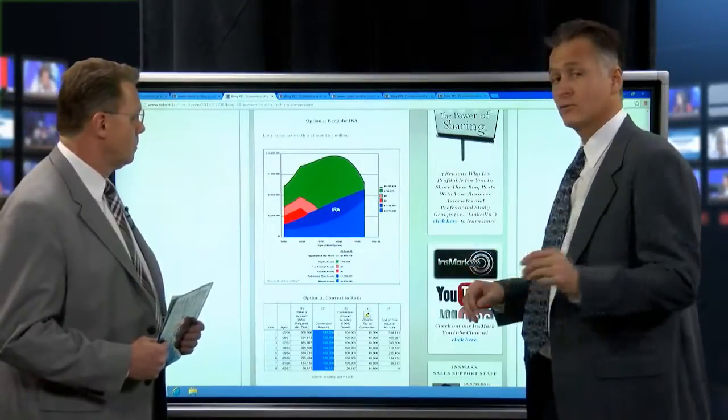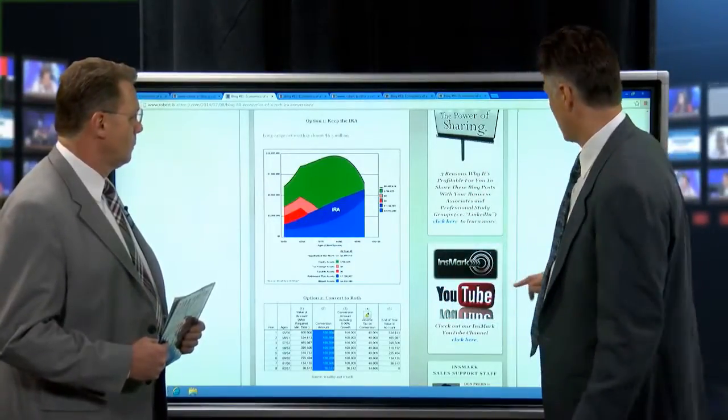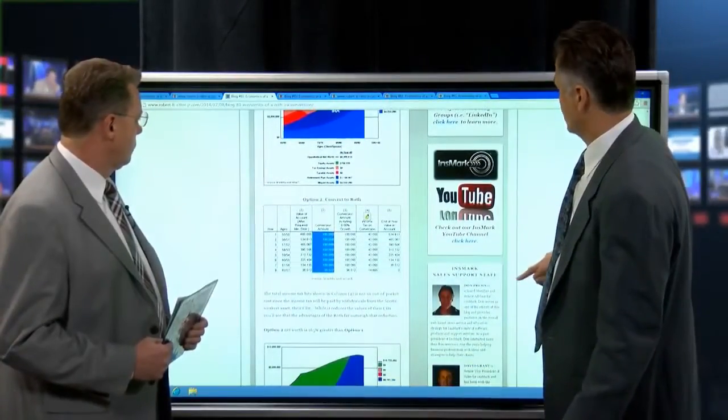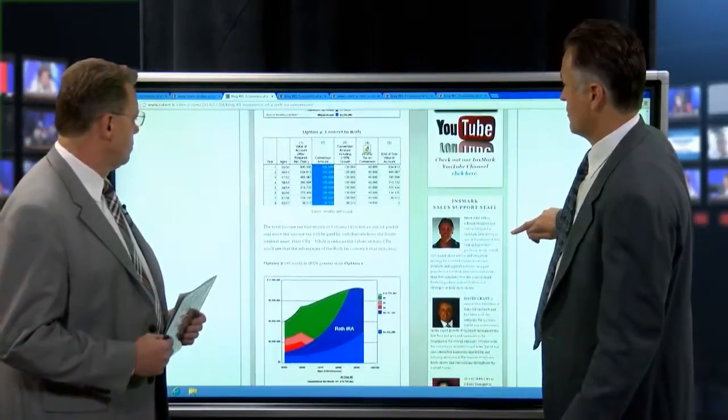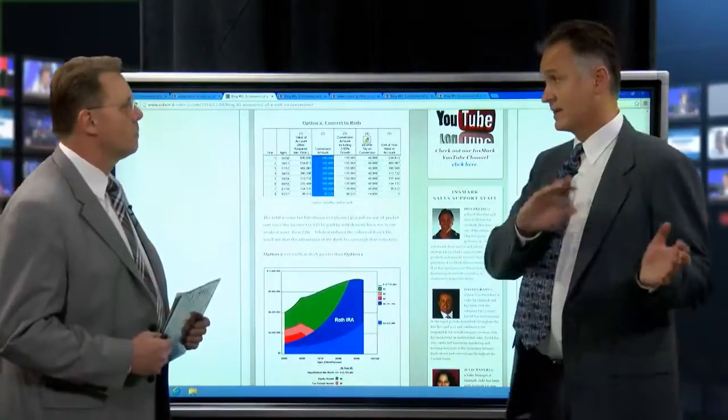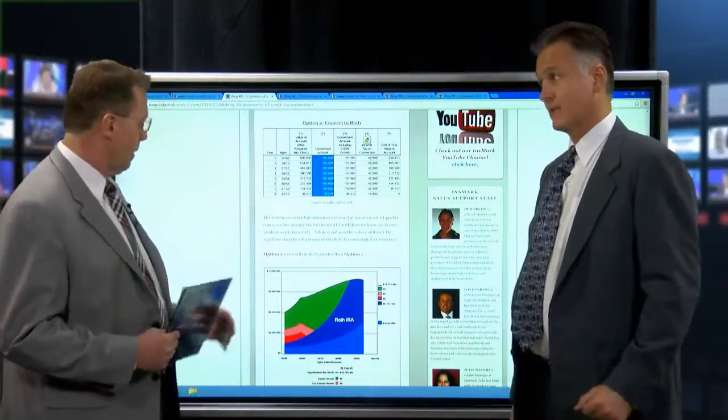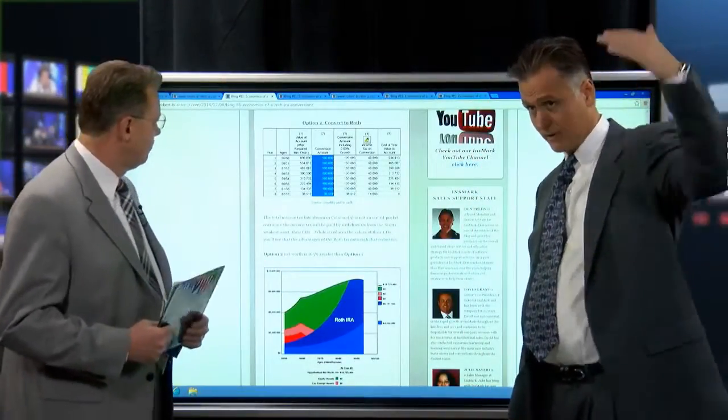Option two is where we convert to a Roth. And what we're going to do is convert it over time, over 8 years, so we're not going to pay all that tax like we did in the first segment. That's right. We're not going to hit that tax because we're going to have a higher tax bracket.